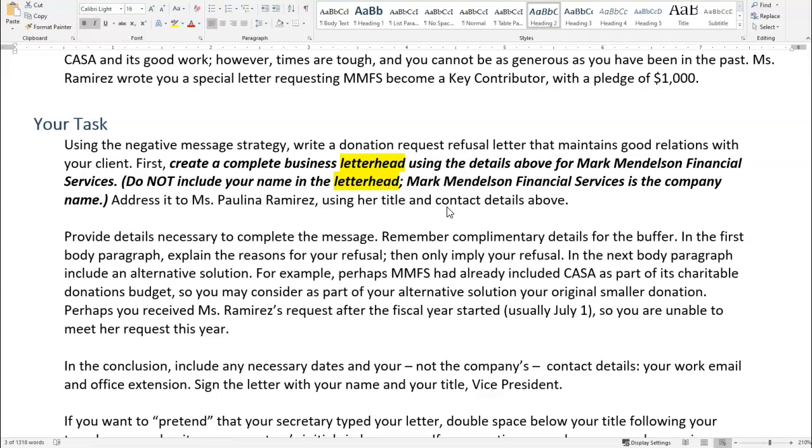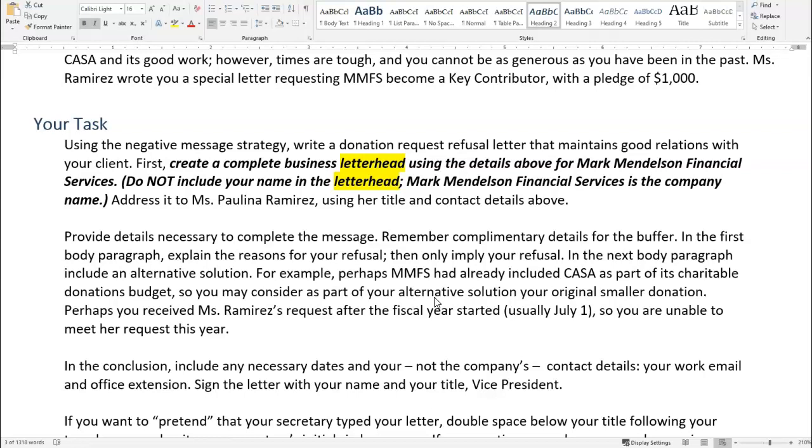Perhaps MFS has already included costs as part of its charitable donation budget, so you may consider, as part of an alternate solution, your original smaller donation. In other words, you've already given her $500, so that might be a solution. Perhaps you received her request after the fiscal year started, so you're unable to meet her request this year.